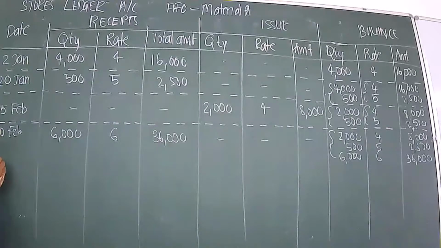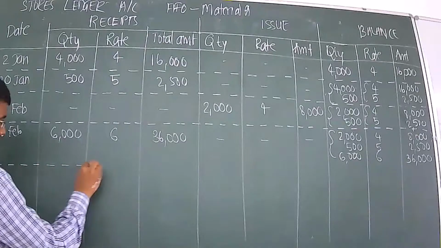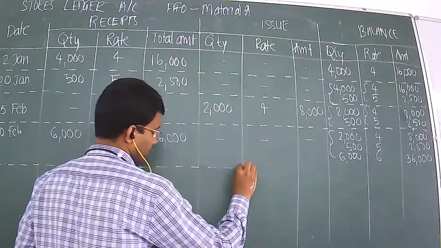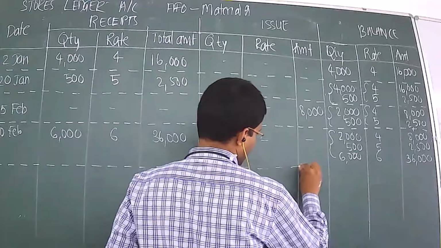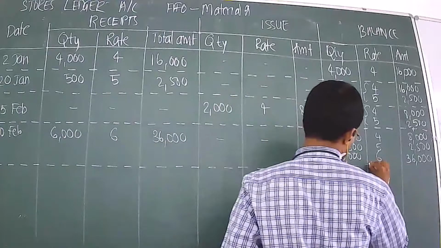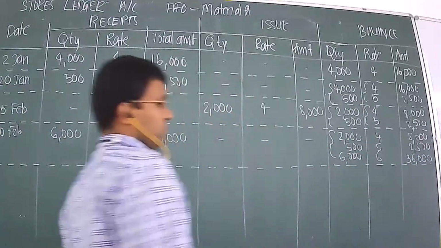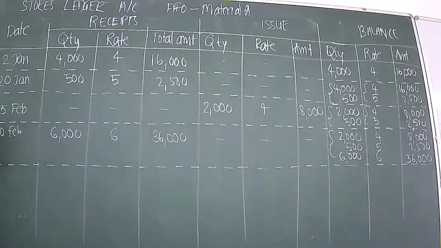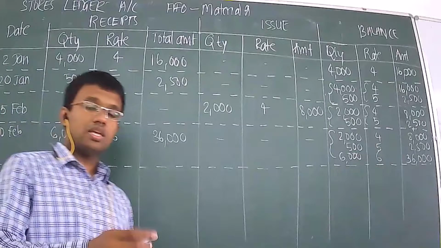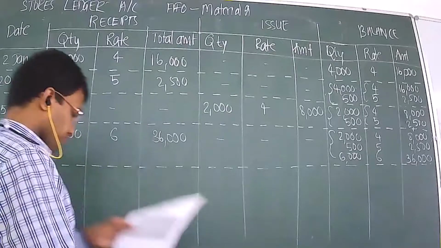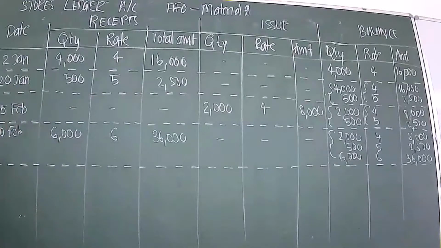Now let's close this. So we're done with the next entry, and now in our warehouse, we have 3 batches of material available with us. Now let's look at the next one.